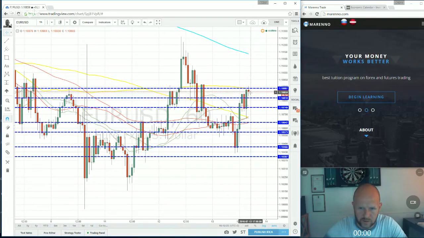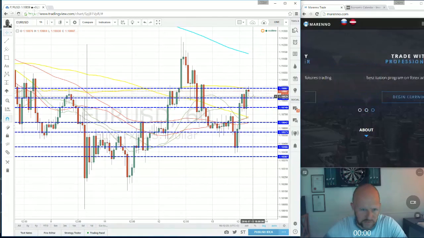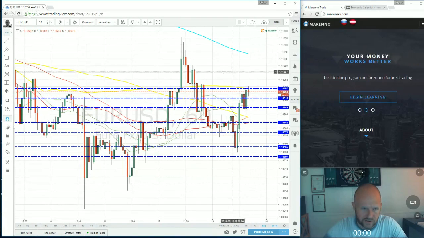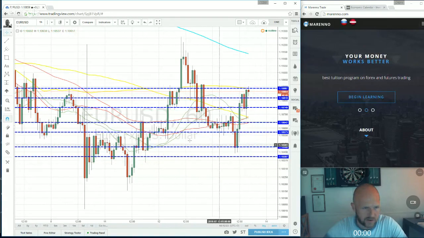and the next hour confirmation. That's what I need. After the confirmation, I will try to enter and catch a better price using a limit order with a stop loss above this level, 1.10887. And this target, as I've mentioned before.